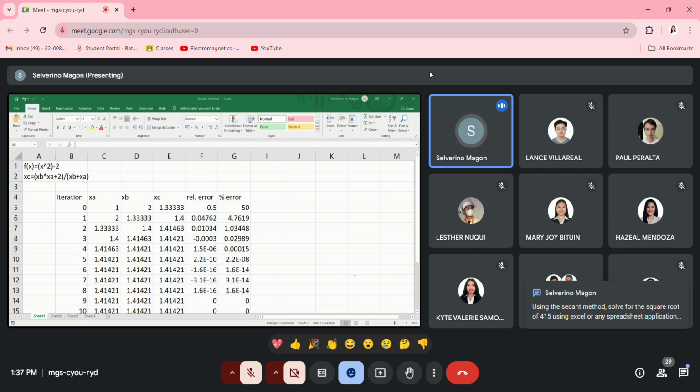All right, so I posted the problem in the chat box, so that using the secant method, you'll be solving for the square root of 415 using spreadsheets, no? And you can post your answers in the chat box and share with us how many iterations it requires, no, to reach an error rate lower than 1%. Okay, so are we okay with this?